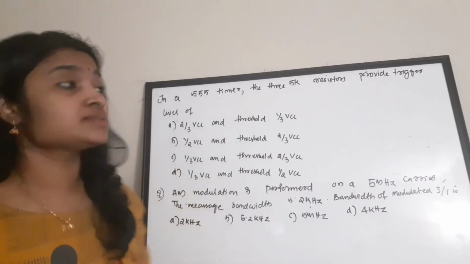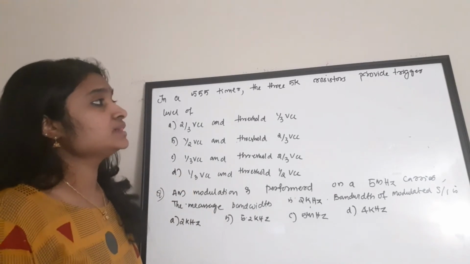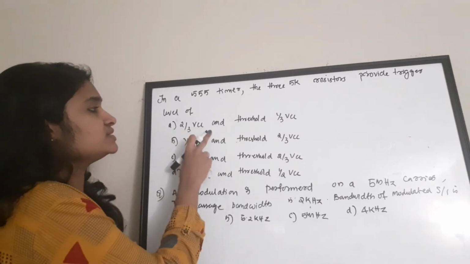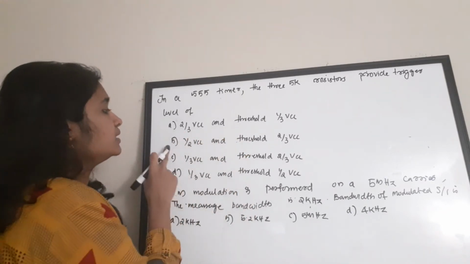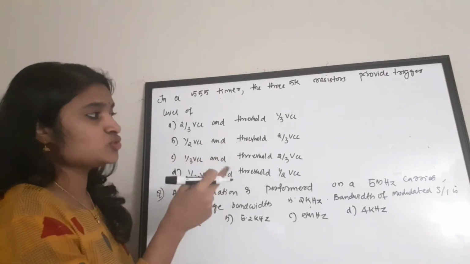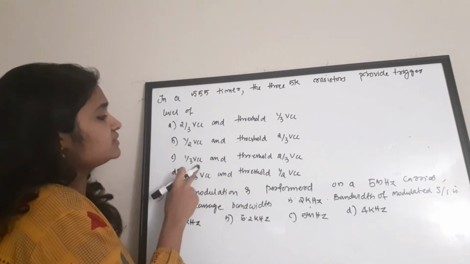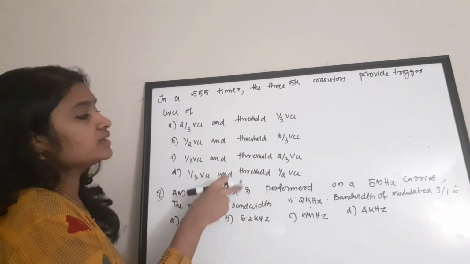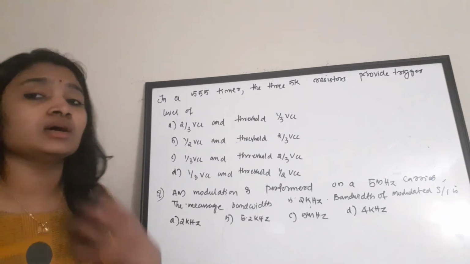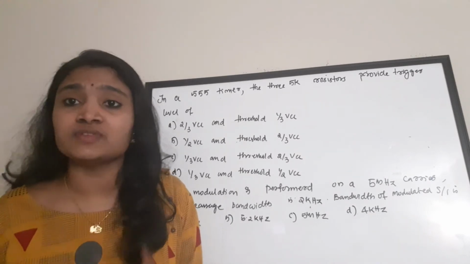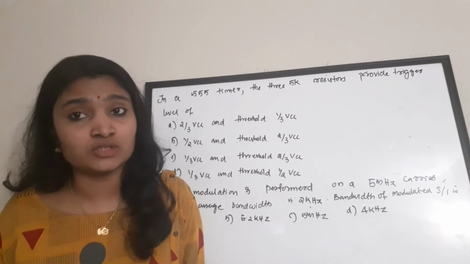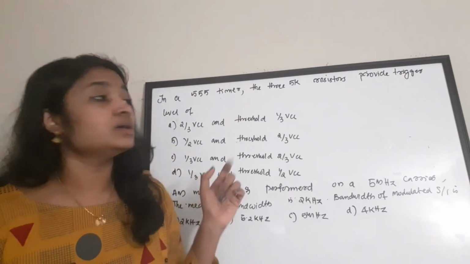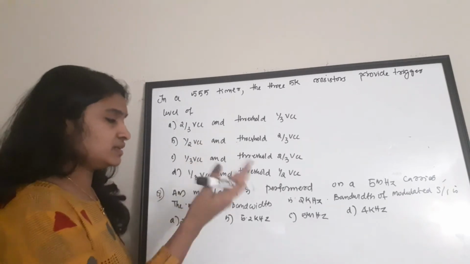The next question is this. In a 555 timer, the three 5K resistors provide trigger level of dash. A, 2/3 VCC and threshold 1/3 VCC. B, 1/2 VCC and threshold 2/3 VCC. C, 1/3 VCC and threshold of 2/3 VCC. D, 1/3 VCC and threshold of 1/2 VCC. So for you to get familiarized with the 555 timer, I am next going to include an image of the 555 timer. Anyway, let us answer the question first and then we will see the image.